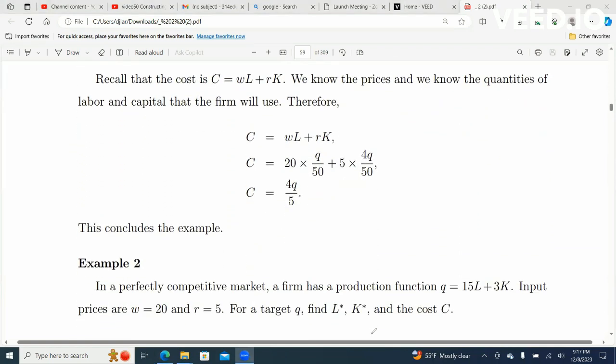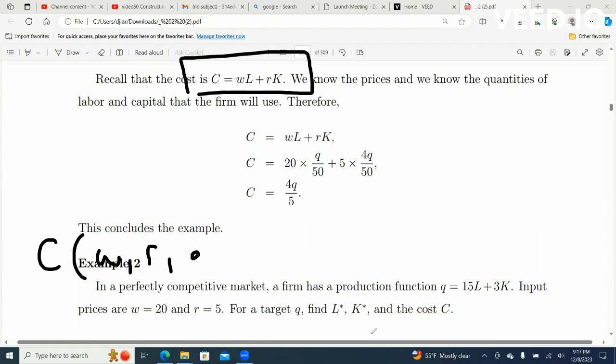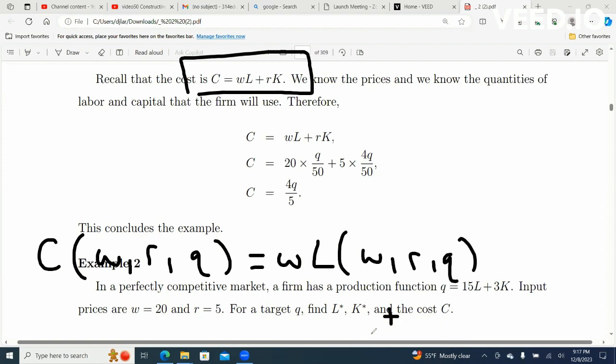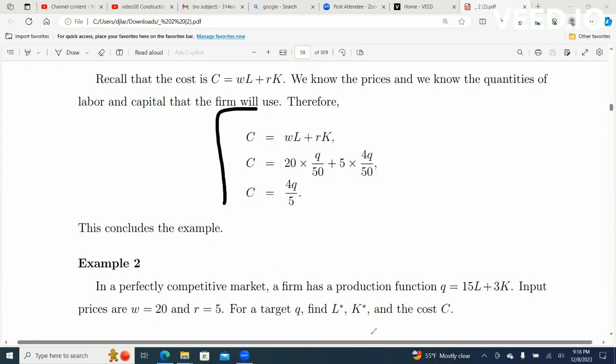And then the final thing is make the cost function. The cost function never changes. It's basically memorizing all the stuff that came previously. Construct the cost function, which we did in the previous video. Cost as a function of W, R, Q equals WL as a function of W, R, Q, plus RK as a function of W, R, Q. We don't have to write all this stuff, but this is how it's interpreted. The C, the L, and the K are all functions of W, R, Q, which is what we're using. But all of it is right there.